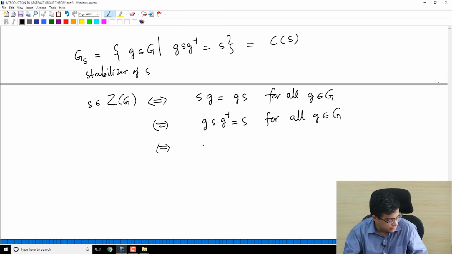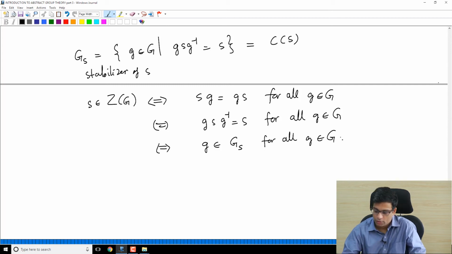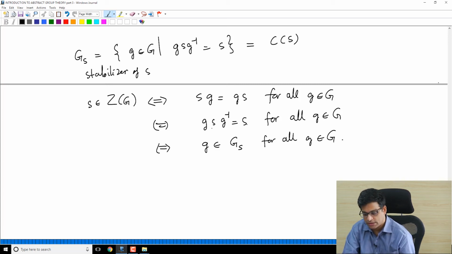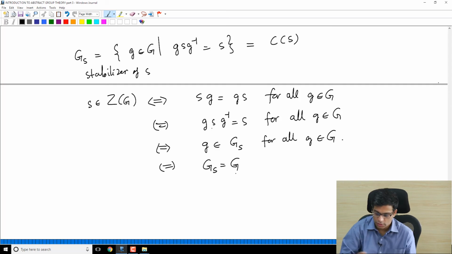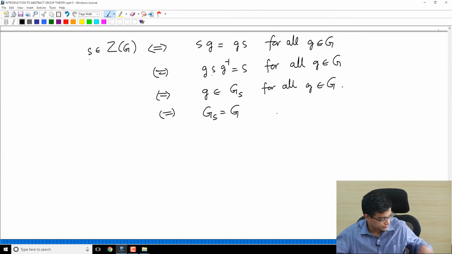But this means g belongs to the stabilizer of S for all g in G. If gSg inverse is equal to S, that means g is in the stabilizer. So if gSg inverse is S for all g, then g is in the stabilizer for all g. Similarly, if g is in the stabilizer, gSg inverse is S. But if g is in the stabilizer for all g, that is equal to this. So S is in the stabilizer if and only if gS is equal to S. This is the second part of the problem. That also I have shown.